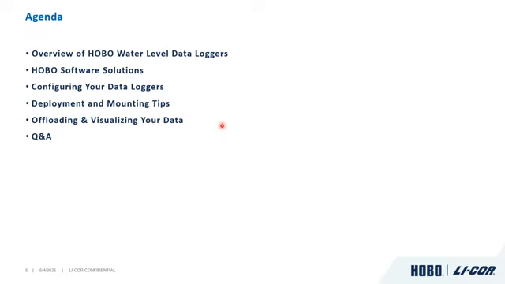For today's agenda, we'll talk a little bit about the different HOBO water level solutions. Again, we have so many. We've come out with so many over the past couple of years. So we'll go through those different options. Then we'll look at the HOBOware, or the HOBO software solutions, that go along with those different product styles. And then we'll really get into configuring your loggers, deploying them, and how to mount them properly. Again, so many different styles, so many different ways to do it. And then looking at what the software tools offer as far as offloading and visualizing your data. Again, we'll end with a question and answer section.